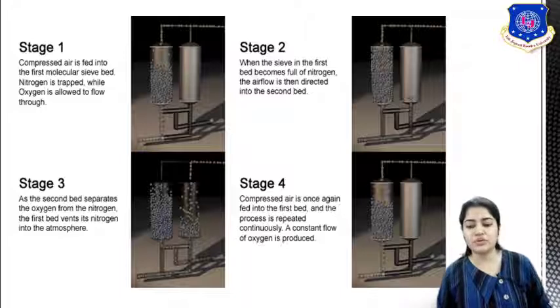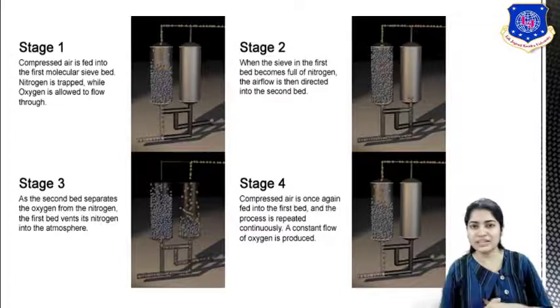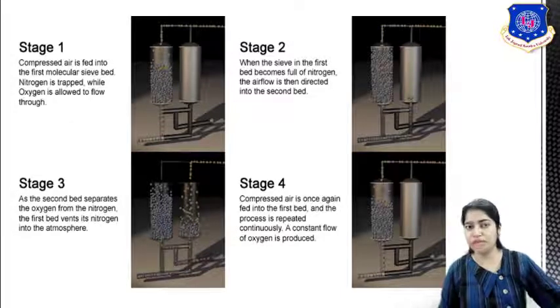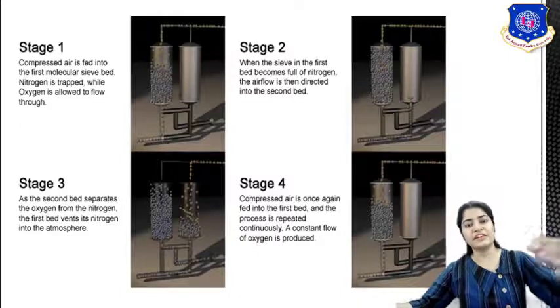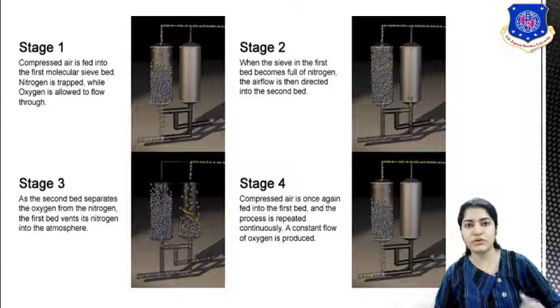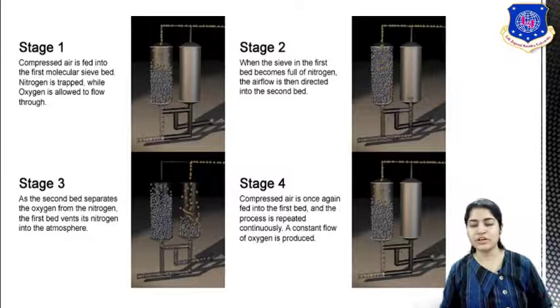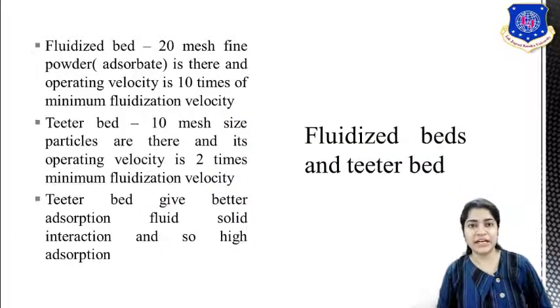Now in stage 4, compressed air is once again fed to the first bed and the process is repeated continuously. So you can see that when your first bed becomes saturated, you are using your second bed. When you are using your second bed, that first bed is depressurized and the trapped adsorbate, here nitrogen, is removed from it. So this way the cycle continues. So this is your continuous operation. Now the next topic is your fluidized bed and teeter beds.